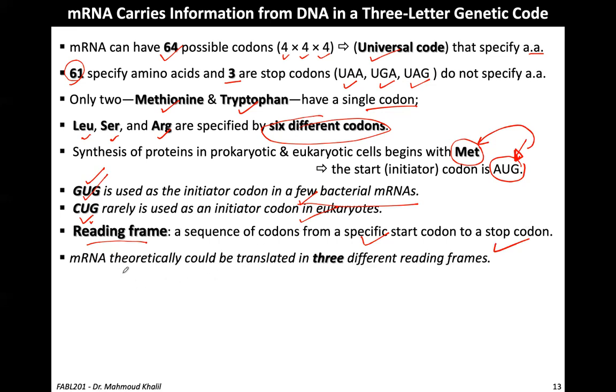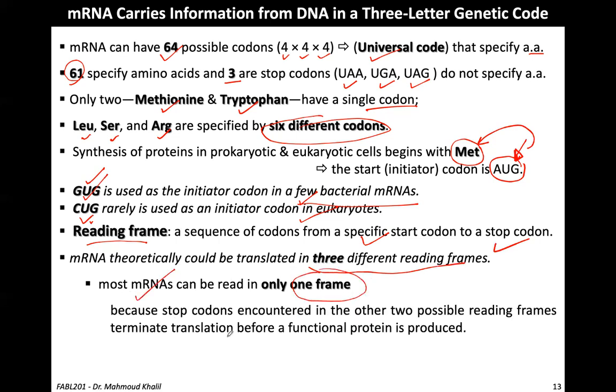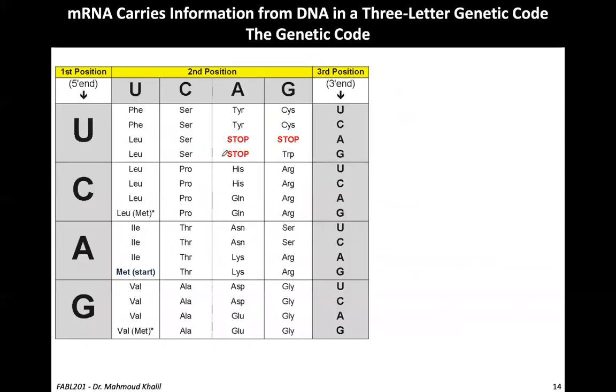So messenger RNA can theoretically be translated in 3 different reading frames. But most messenger RNAs are read in only 1 frame, because in the other 2 frames, more probably a stop codon will be encountered that will terminate translation and not produce a functional protein. So in order to understand these frames, let's see the codon table.